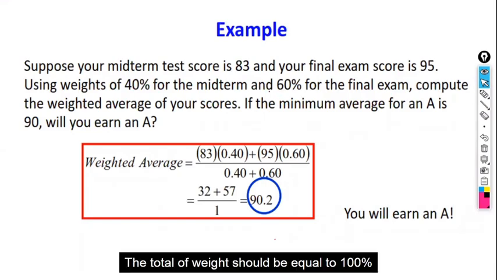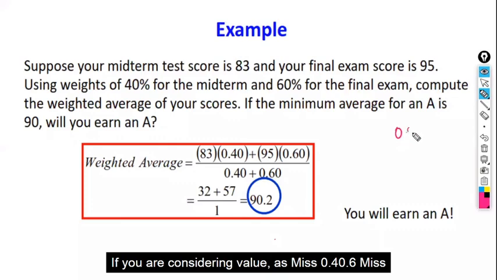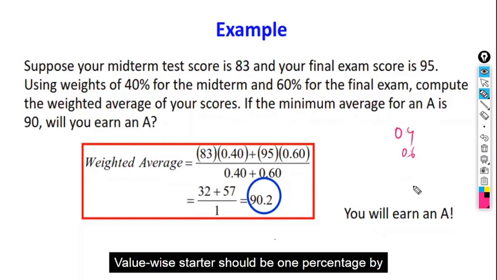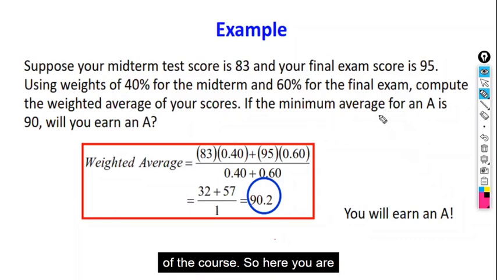The total of weight should be equal to 100%. Percentage means 100%. If you are considering value-wise, it means 0.4, 0.6, so the total should be 1. Value-wise the total should be 1, percentage-wise 100%. Weight should always be equal to 100%. Then compute the average value of the scores.